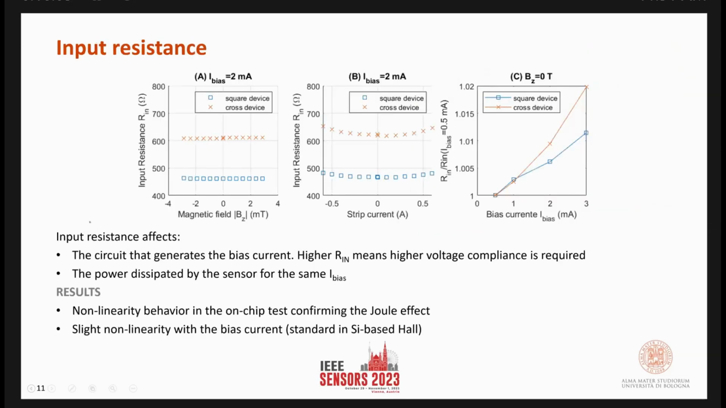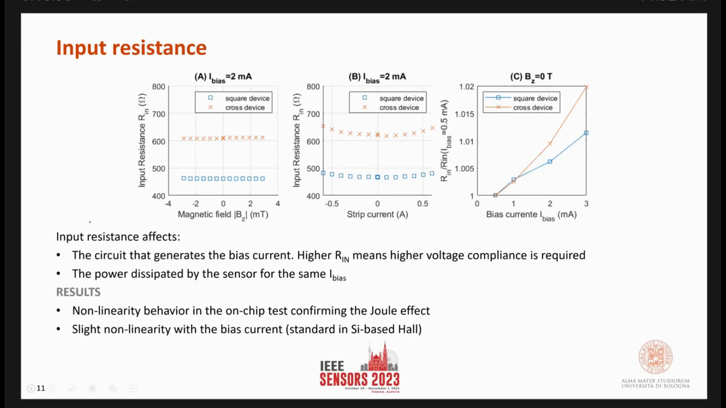Finally, we also tested the input resistance. Okay, I have to accelerate. Why the input resistance? Because it is important, because it affects how we can design the circuit that applies the bias current. If the resistance is very high, I need to realize a circuit with a very high voltage compliance. And also because this resistance will affect the power dissipated by the sensor.